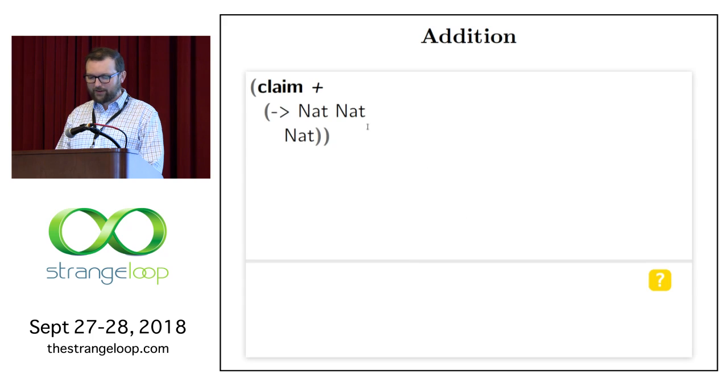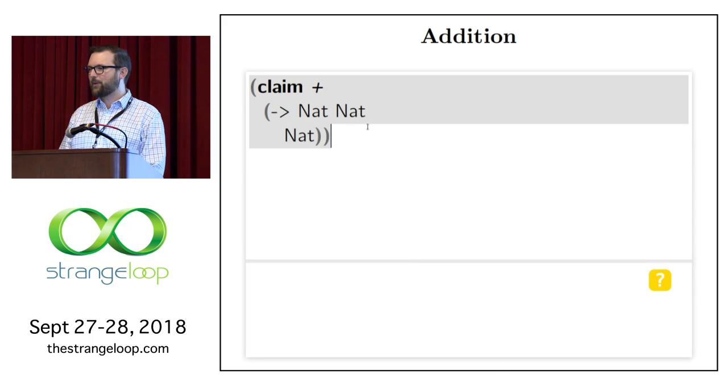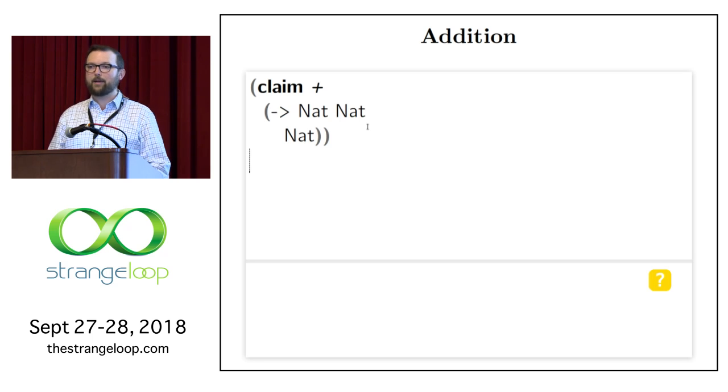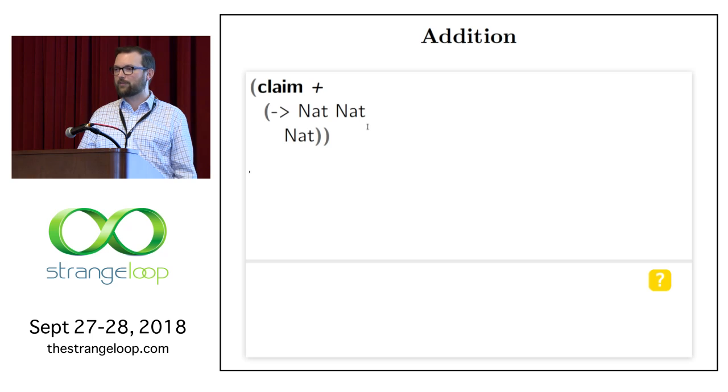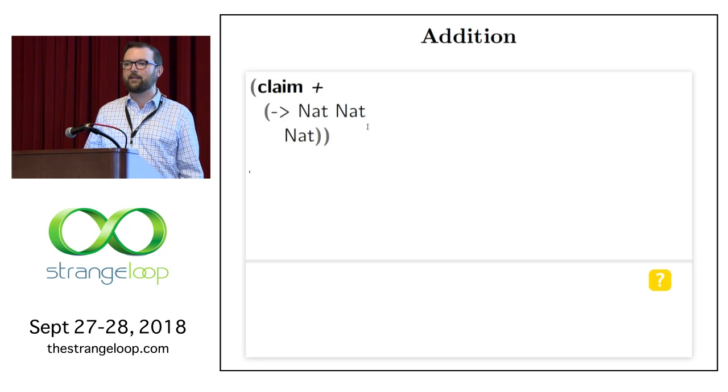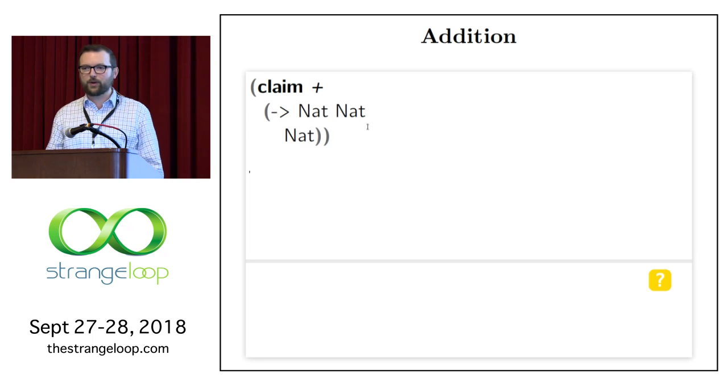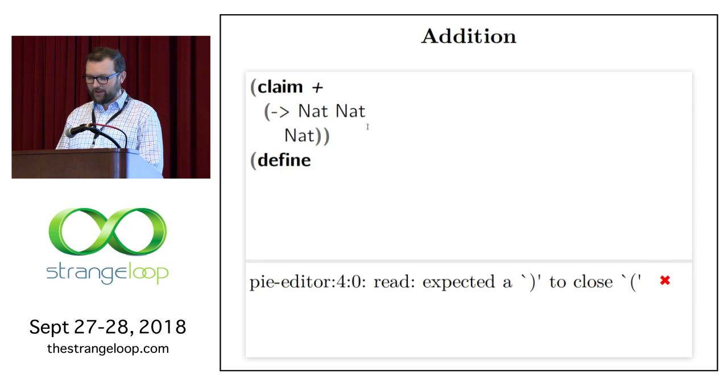So I've been acting so far as though plus is something that we completely understand, but plus isn't built in to Pi. We have to build it ourselves using simpler tools. So when I say claim, that means I'm about to define a thing called plus, and it's going to be described by the type arrow nat nat nat, which is to say we're going to give it 2 nats, and it'll give us back a nat. So having claimed plus, I'd better define it.